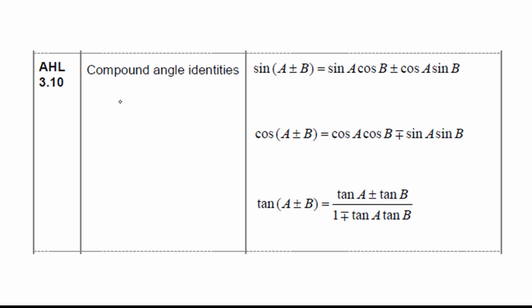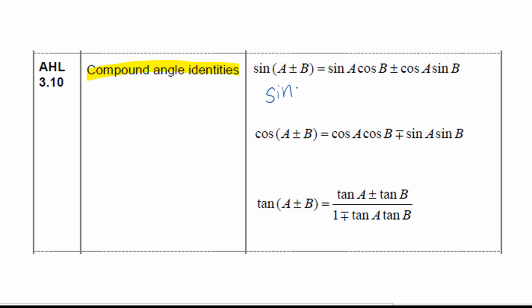Today's lesson is about compound angle identities. Here is the formula given. For sine A plus or minus B equals sine A cosine B plus or minus cosine A sine B. How to remember? You will remember this way.